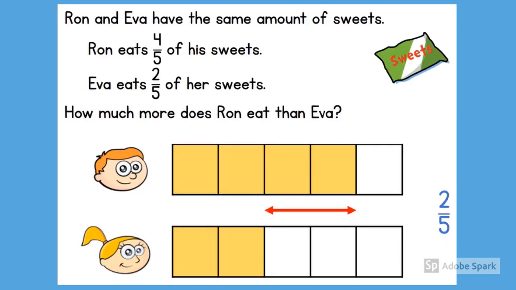This question is subtraction by finding the difference or comparing. Ron and Ava have the same amount of sweets. Ron eats 4/5 and Ava eats 2/5. We want to know how much Ron eats more than Ava. The bar models show Ron eating 4/5 and Ava eating 2/5. The difference is the red arrow, and Ron eats 2/5 more than Ava.